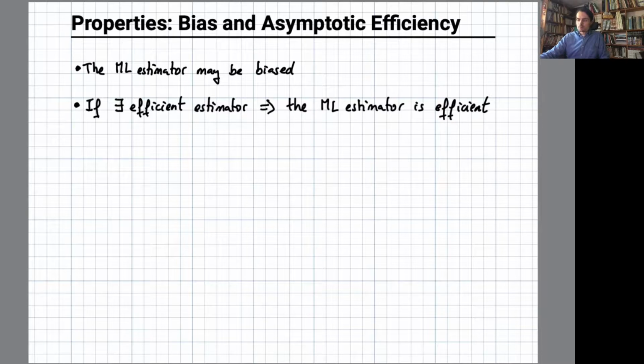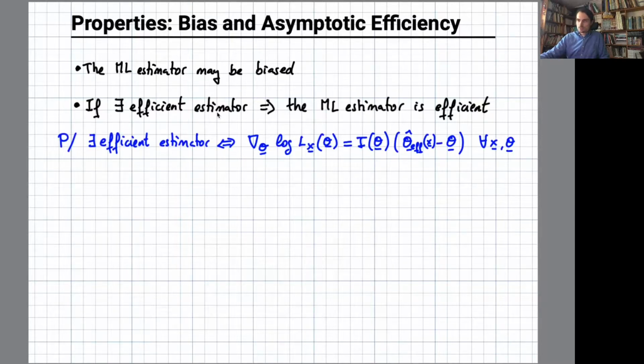Another remarkable property is that if an efficient estimator exists, then the maximum likelihood estimator is efficient under broad conditions, of course. But this is a really strong property, right? And its proof is quite straightforward. We just need to apply the second part of the Cramer-Rao lower bound theorem.